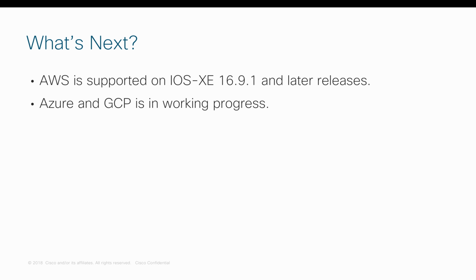So what's next? As I mentioned, we support AWS starting from the 16.9.1 and later releases, and Azure and Google Cloud Platform are a work in progress. As you remember, in order for the CSR to get the IP address of the request, you need to configure the secondary IP address on the interface. So when I say we are working on Azure and Google, we are validating whether they support the secondary IP address. So far, it seems Azure supports it, but Google Cloud Platform doesn't support a secondary IP yet, and I think they are working to support that.